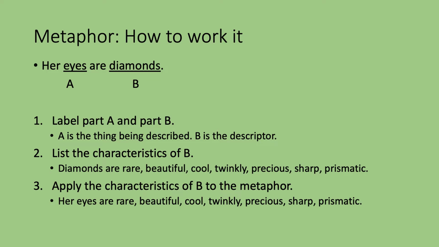Step 3. We apply the characteristics of B to the metaphor. So, her eyes are rare, beautiful, cool, twinkly, precious, sharp, and prismatic. And that is how we unpack a metaphor.